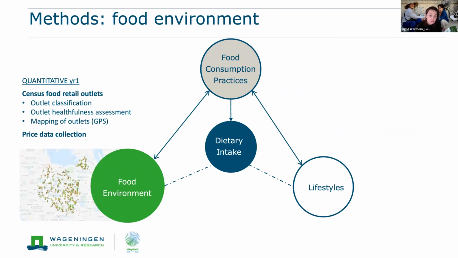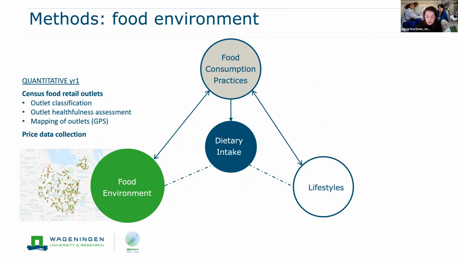Now, the methods we deployed in our study are also a kind of mixed method, a sequential mixed method design, where we started with measuring. First, we started to map the food environment. What actually is the food environment of the consumers we want to study? And we took two inner city districts in Hanoi, and there we classified all the different types of outlets.